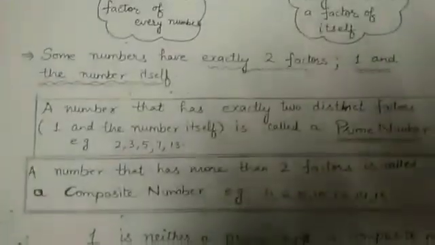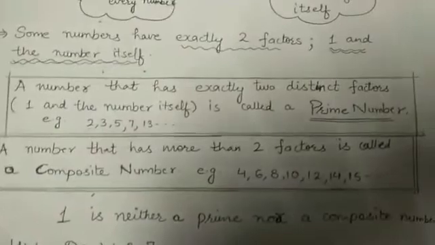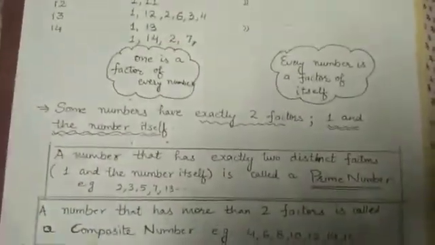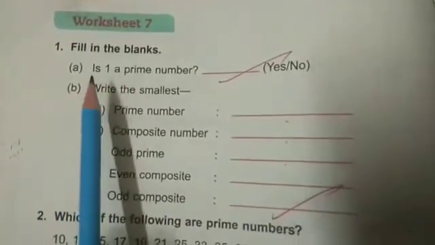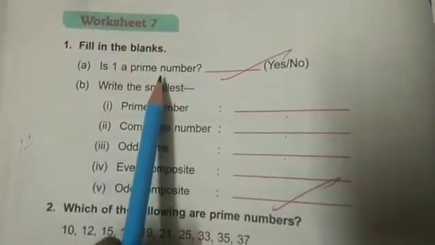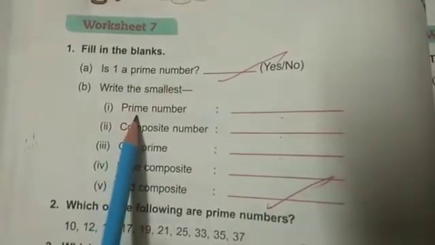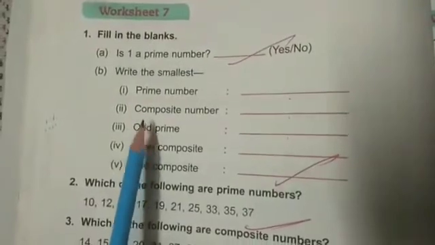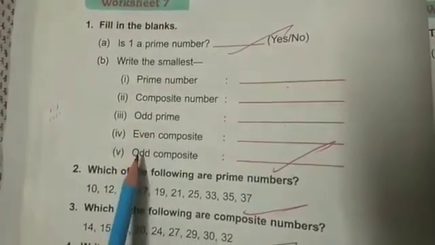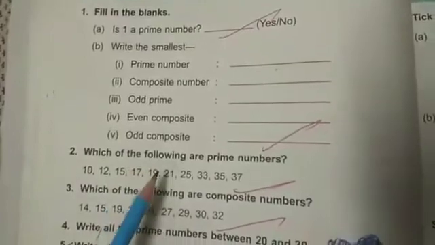Now you will solve your worksheet number 7. I am showing you the picture of worksheet 7. Like first you have to tell, is 1 a prime number? Just discussed. No. Smallest prime number, can you guess which is the smallest number? Smallest composite number, odd prime, even composite, all these questions you will try to solve.